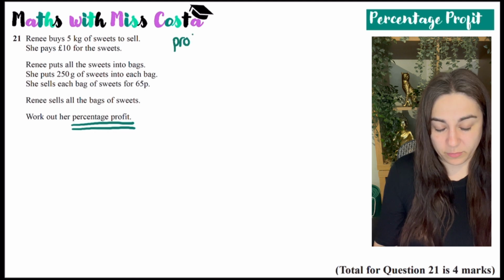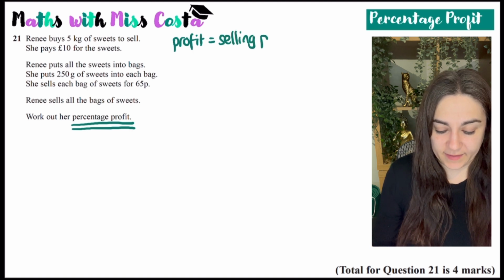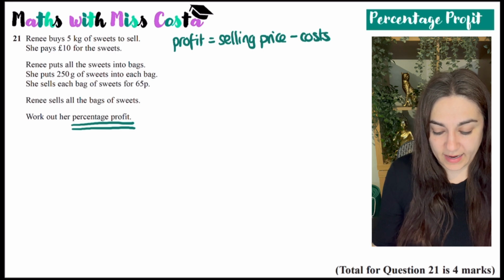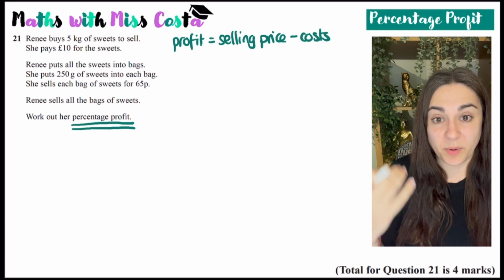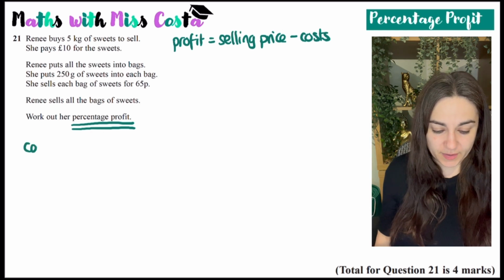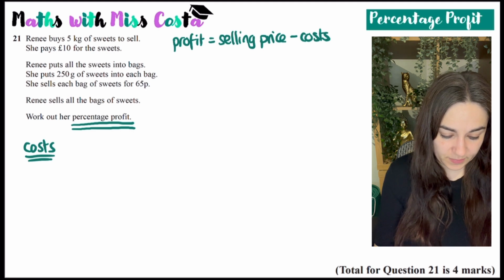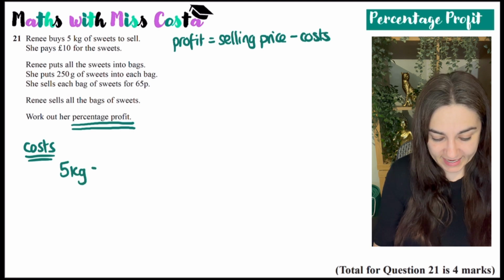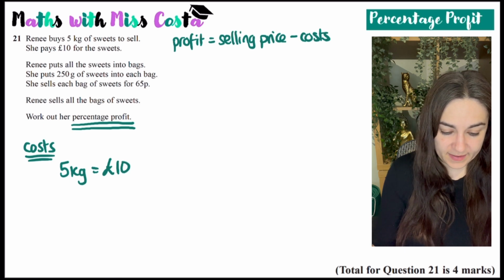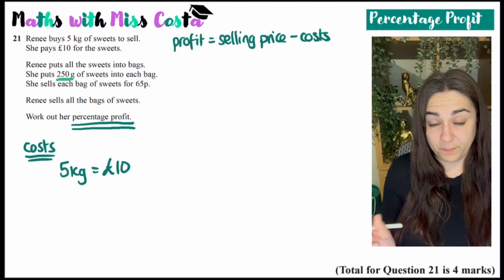So we spoke a little bit about profit earlier on. Profit is the selling price take away any costs. So like the cost to buy the item or the cost to paint it or whatever you do to it. So first of all, let's work out her costs. So I know that she buys 5 kilograms of sweets and she pays £10 for that. And then she puts all of the sweets into 250 gram bags.